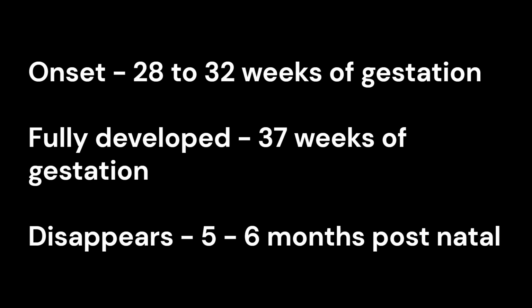So in the intrauterine life it will start at 28 to 32 weeks. It gets fully developed by 37 weeks of gestation, and then it lasts up to 5 to 6 months postnatal. So it finally disappears after the child is born at the age of 5 to 6 months.